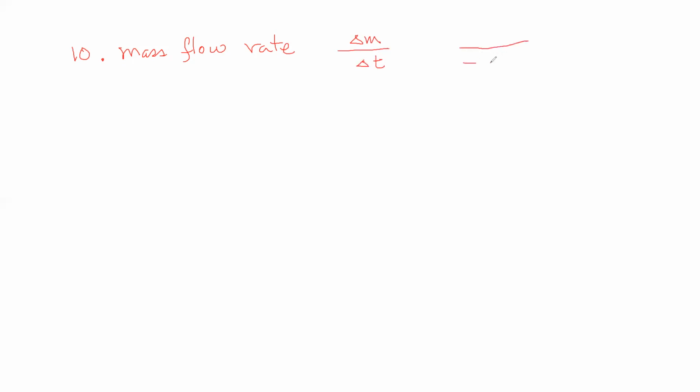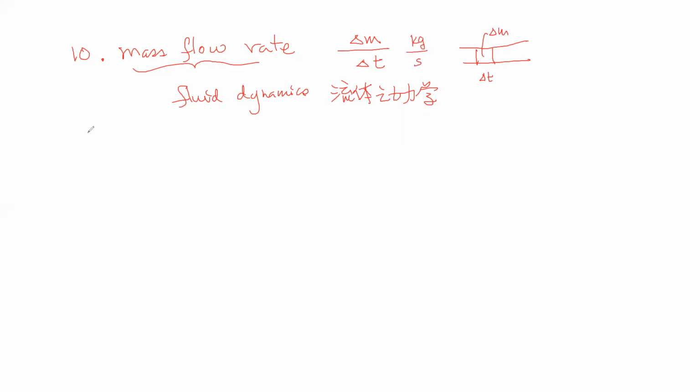So if you have a pipe, so now it's fluid dynamics, right? This is used in fluid dynamics. So this is in Chinese, it's 流体动力学. Okay, and so this is the delta M, and it flows through this area in the time of delta T. So that's called mass flow rate right here. And the unit obviously is equal to kg divided by second. So that's mass flow rate.